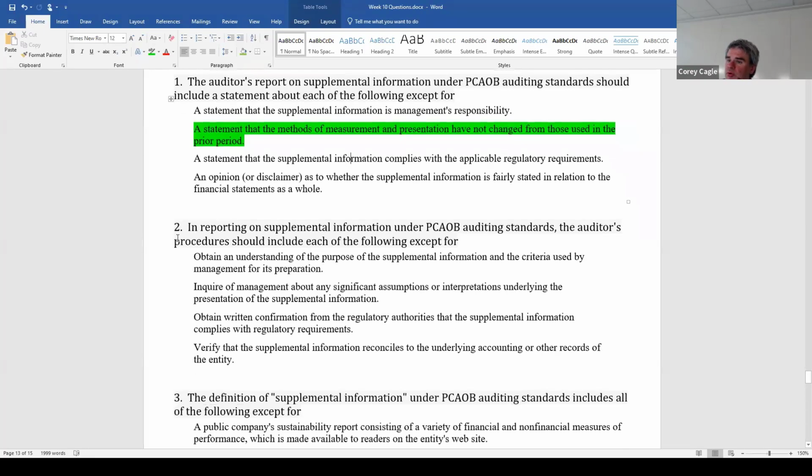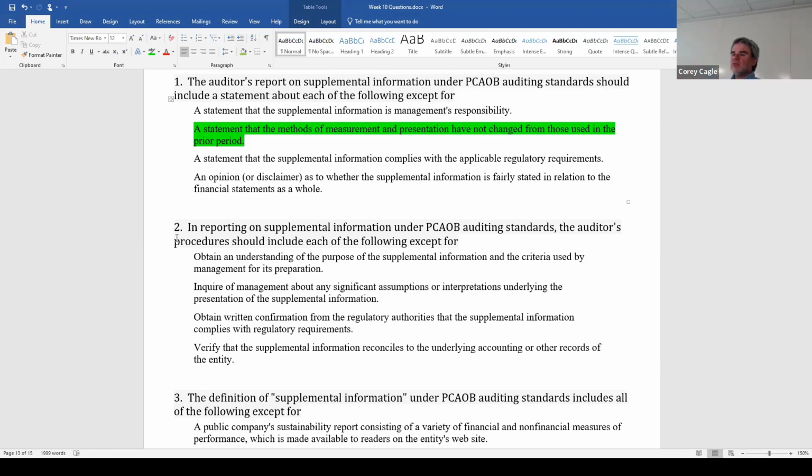2, in reporting on supplemental information under PCAOB standards, the auditor's procedures should include each of the following except for what? So our procedures. I forgot what the answer is without looking, but as I'm reading this, I'm thinking, all right, limited procedures, inquiries, written representations, read it for consistency. So I'm thinking probably they're going to have some hardcore audit procedure here that we're going to rule out. I don't remember. Let's see.